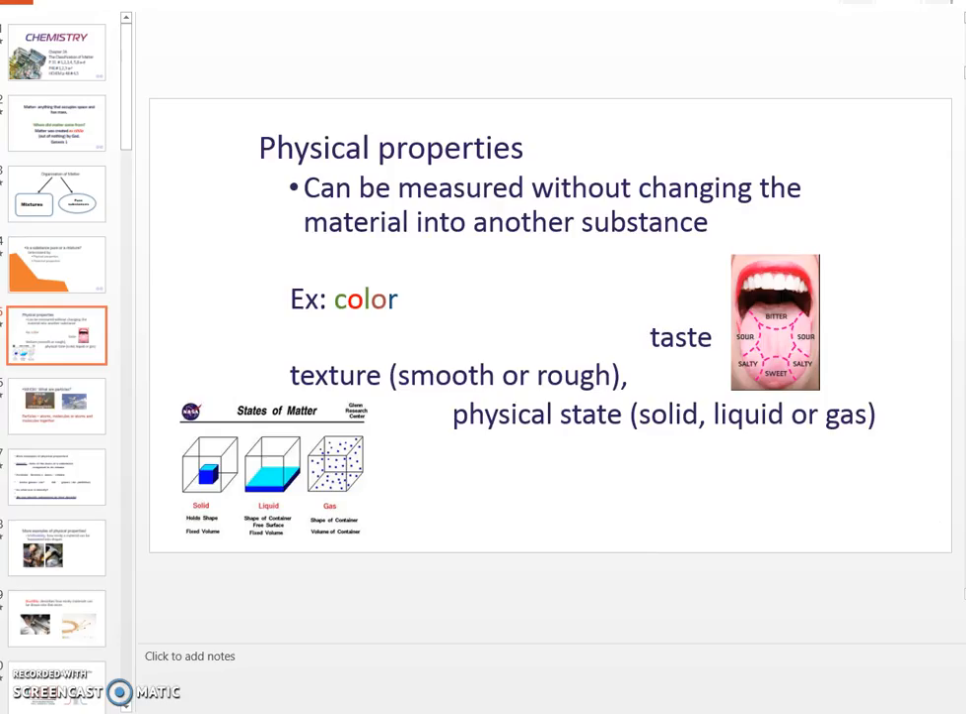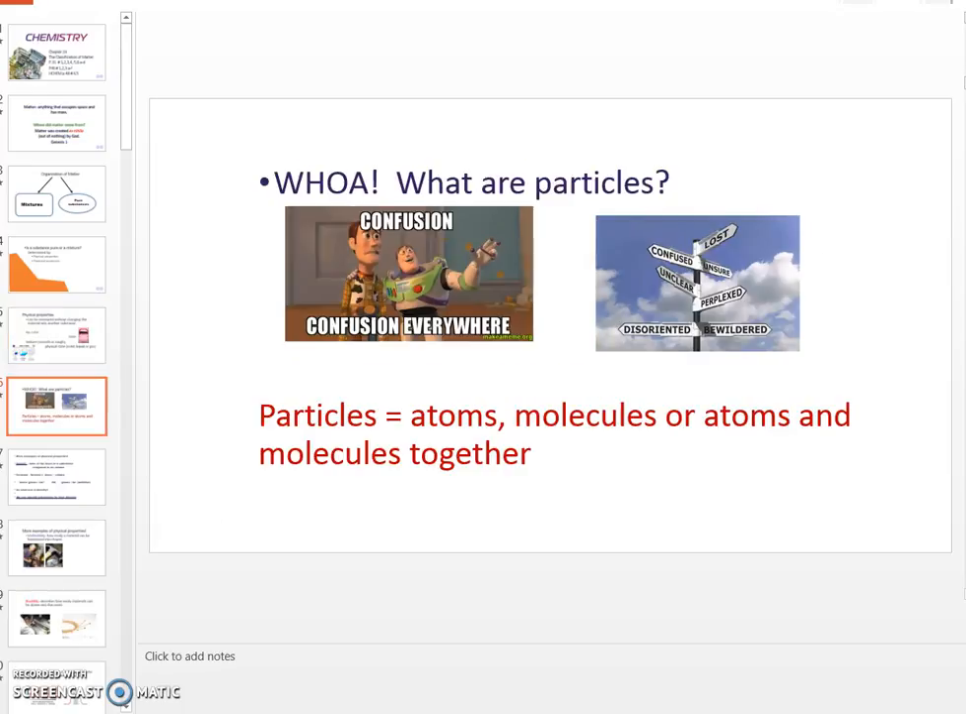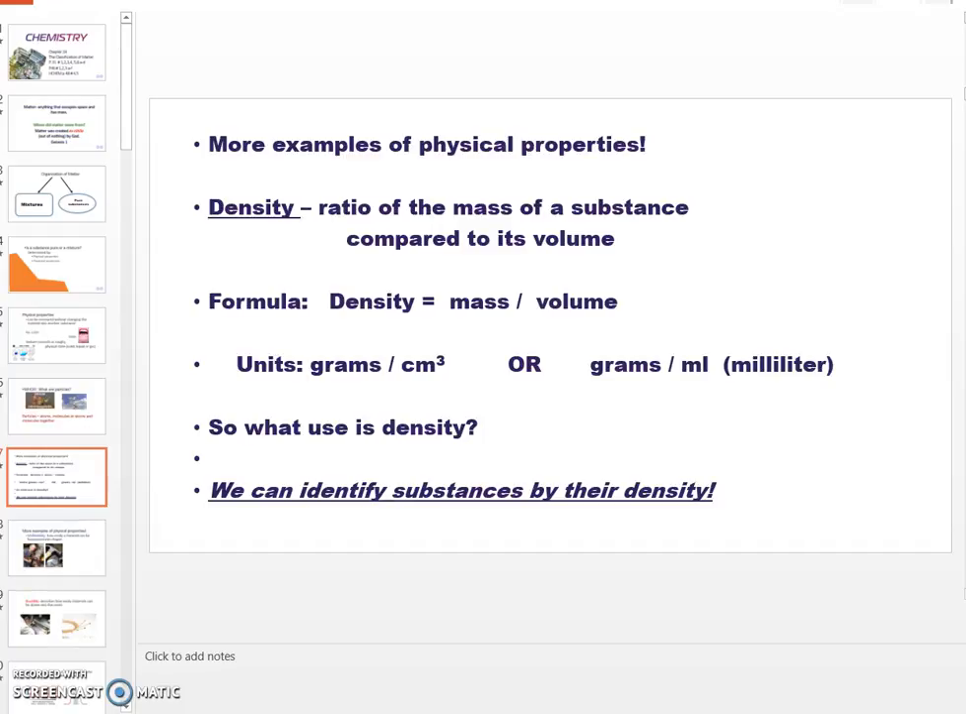Now, if you think about physical properties, we're looking at those things we can measure without changing the material into something else. So we can look at things like color, taste, the texture, smooth or rough, and what physical state it exists in, like a solid, a liquid, or a gas. But we can also talk about other things like density, for example. It's quite possible you can get a density problem where density is mass over volume.